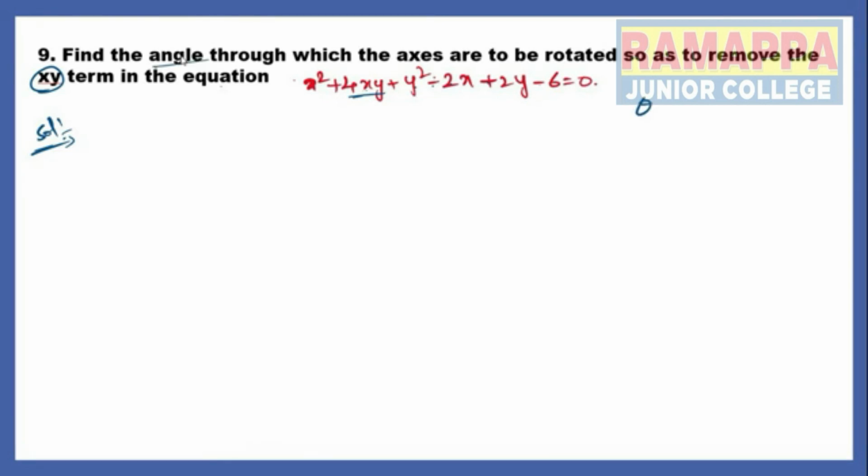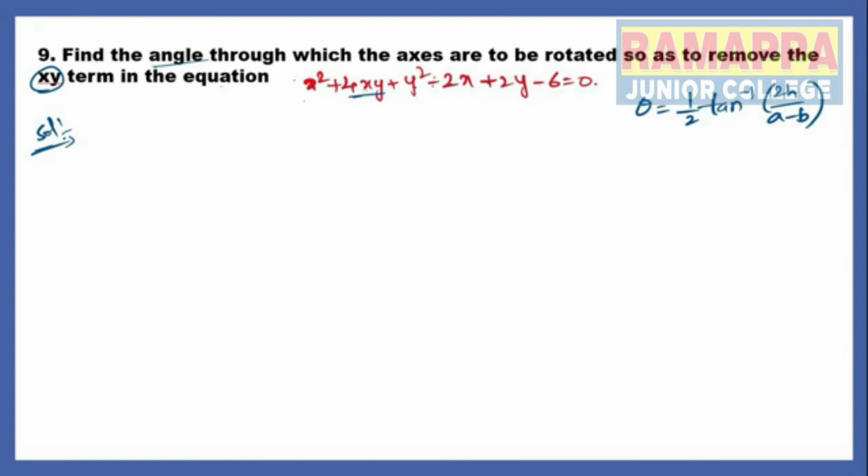So theta is equal to a formula. What is the formula here? Theta is equal to 1 by 2 into tan inverse of 2h by a minus b. This is the formula we have to use to find the solution of this question. So in this formula, there are h, a and b. We have to find the values.